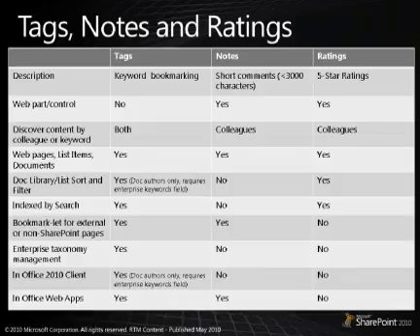This slide compares different functionalities across the different social feedback features. For some of these social functionalities, there's a separate web control available, and for some there isn't. Notice also that search crawls tag and rating information, but does not crawl notes. Tags can be used directly from the Word client or Office client using, for example, document information panels. This enables easier update of the metadata information already at document creation time.